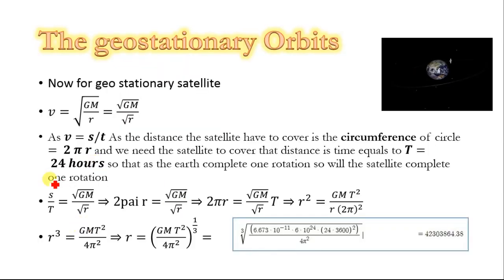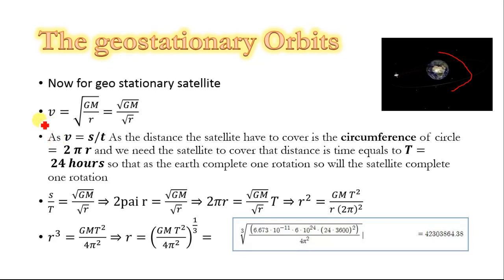Now here we derive an expression for the geostationary orbits. When the satellite is in a geostationary orbit, it completes one rotation around the Earth in exactly 24 hours. And from Earth, we see the satellite as a stationary object in the sky. Similarly, in this animated video, you see the satellite. This satellite revolves around the Earth. When this satellite completes one revolution around the Earth, it also completes one revolution around its axis.